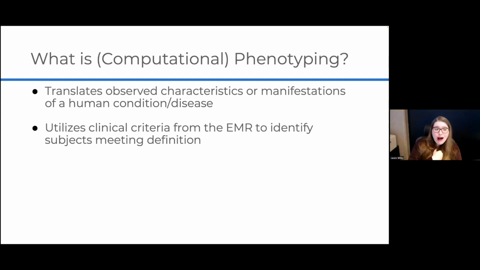Computational phenotyping in my world is how can I use all this clinical data from the electronic medical record to identify subjects that are meeting some definition. So maybe I want to build a computational phenotype for diabetes. How do I identify all the patients with diabetes? Or how do I identify all the patients who have diabetes and an A1C well beyond a good threshold? So they have uncontrolled diabetes, something like that.